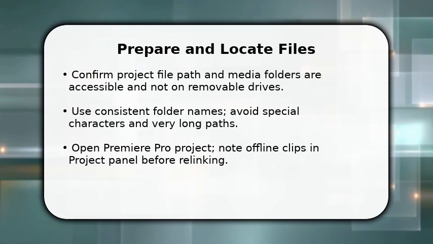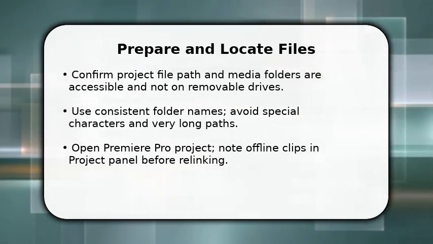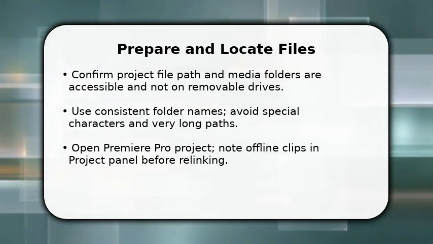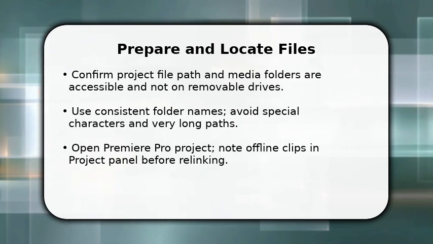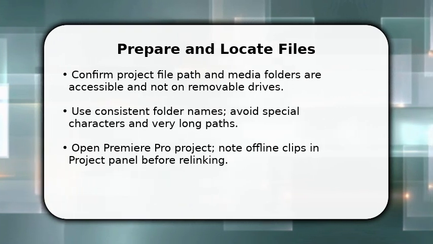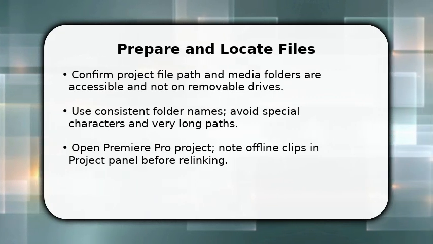You begin by ensuring Premiere can see your media. Make sure your project and media live on mounted drives, not disconnected external disks. Once done, scan the project panel for offline clips highlighted in red or labeled Media Offline so you know what needs relinking. Then, open the project panel and select one offline item to start.